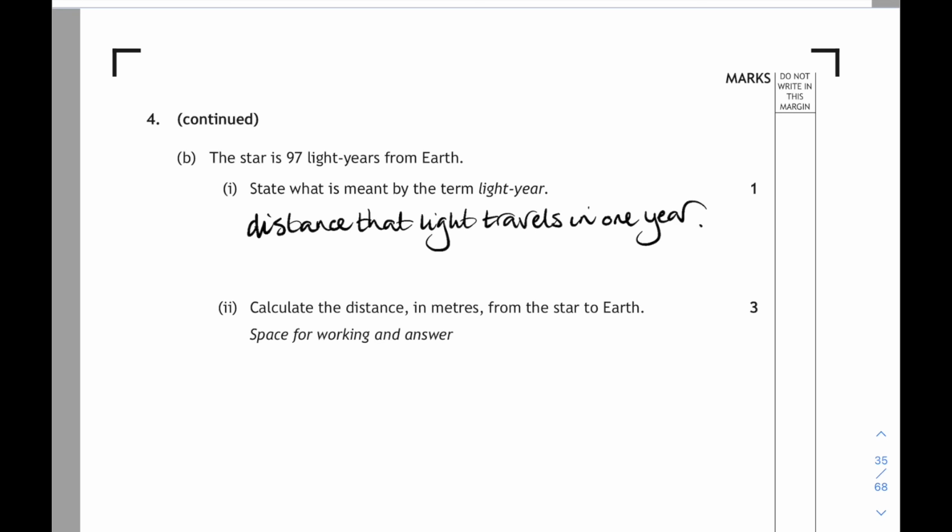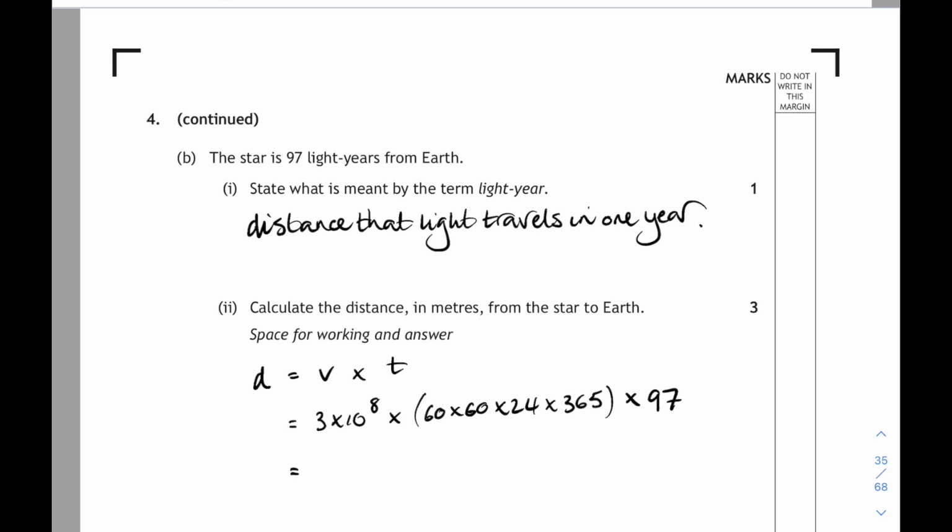And then if we want to calculate that distance in meters from the star to the Earth, we can use the relationship distance equals speed times time. And because it's a light year, we use the speed of light, and we use the number of seconds that are in 1 year. That's how we would calculate 1 light year. So the number of seconds in a year is 60 seconds in a minute, 60 minutes in an hour, 24 hours in a day, and 365 days in a year. And if we want 97 light years, then we would multiply all of that by 97. And we're going to get an answer for the distance in meters.